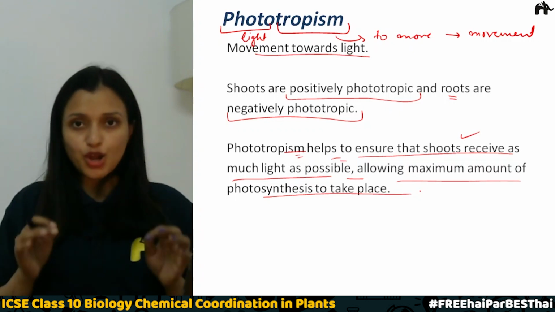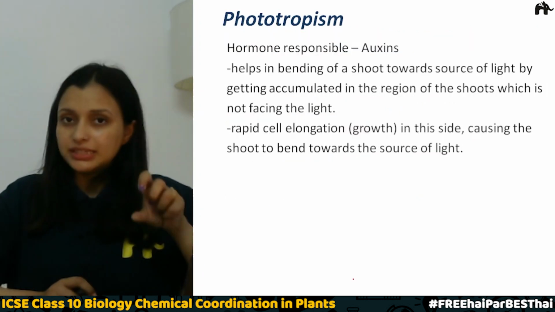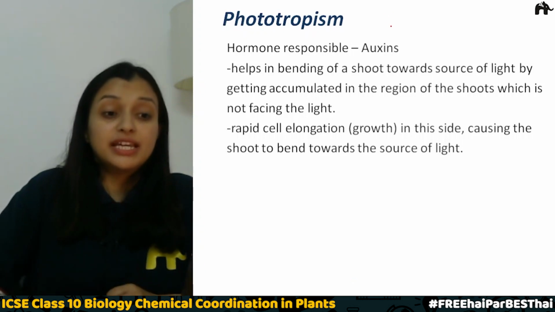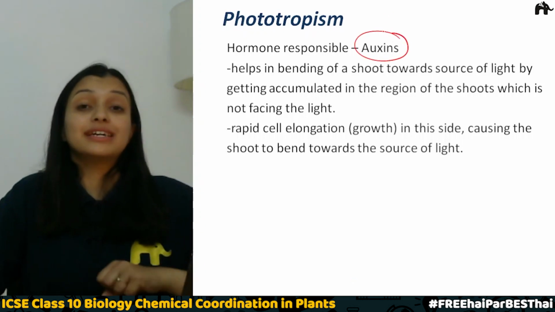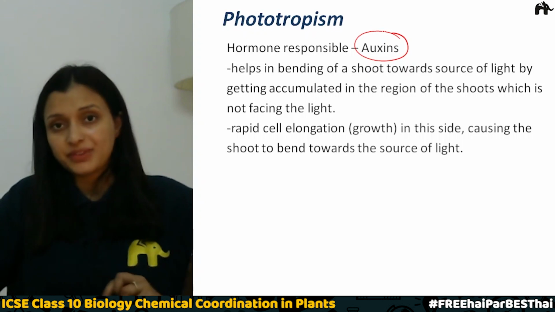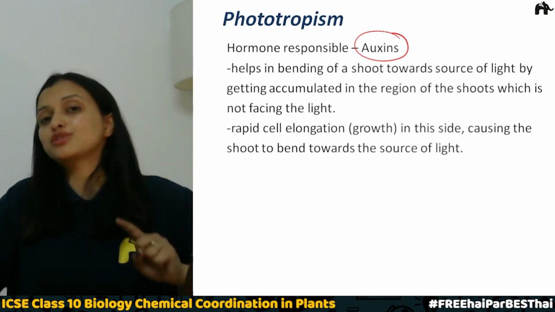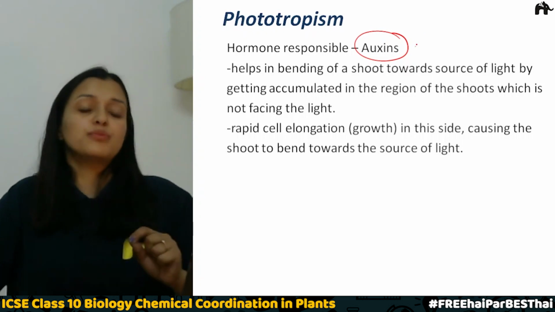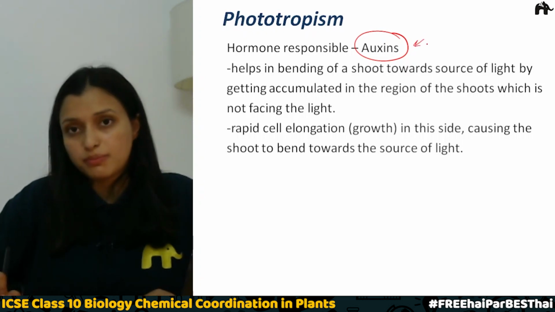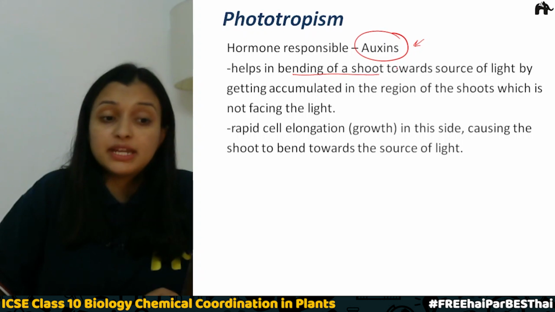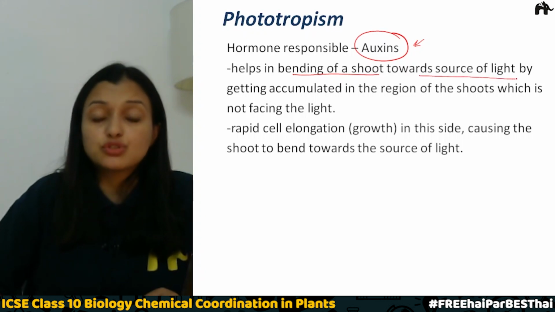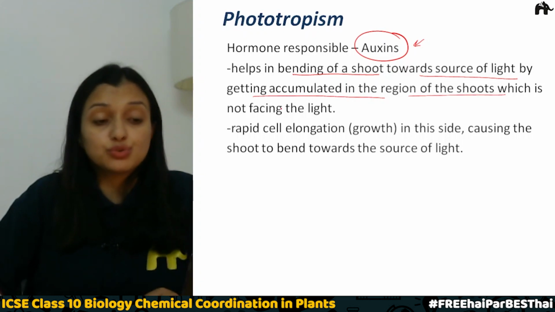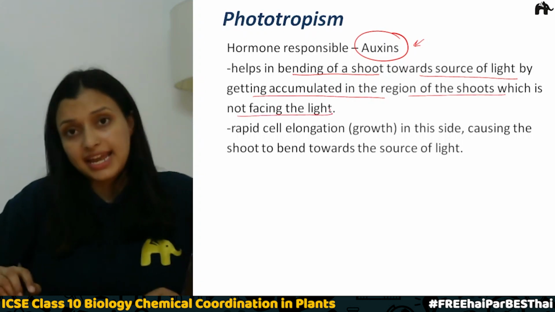All right. Now let us recall that activity that we did in photosynthesis. There is a hormone called auxin, right? The first phytohormone that we studied, that is auxin. This hormone is responsible for phototropism. It helps in bending of a shoot towards the source of light by getting accumulated in the region of the shoot which is not facing the light, right?